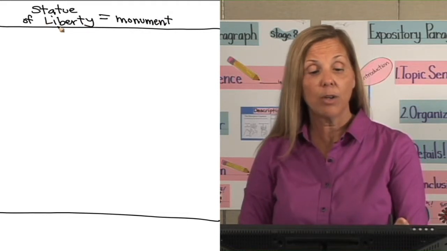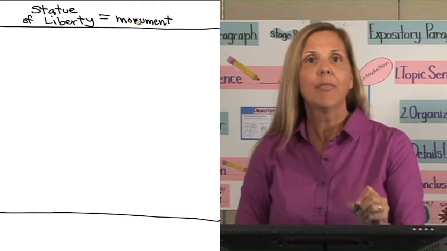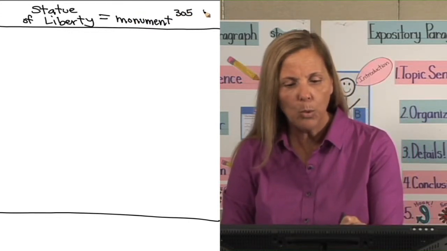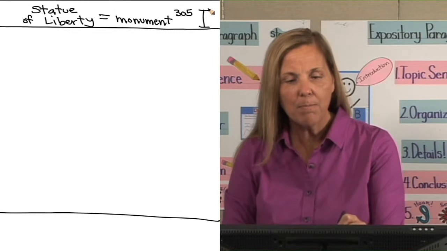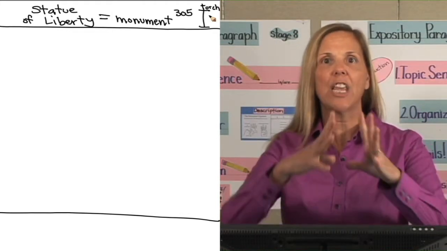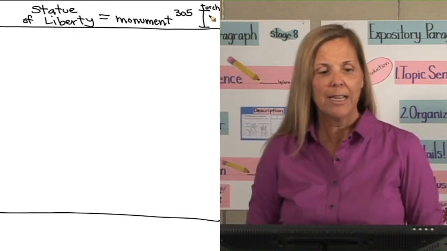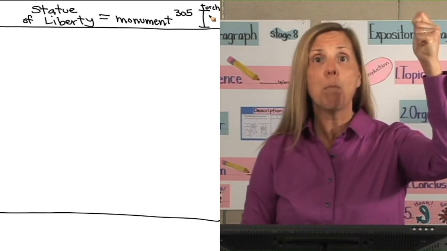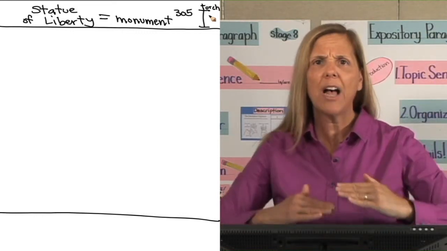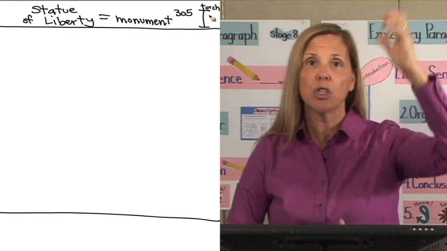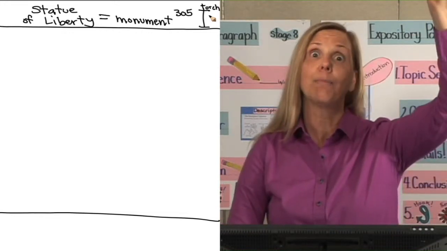So we could say the Statue of Liberty is a monument that stands 305 feet. Ooh, let's do that. From bottom to, and then let's write torch up here. Excellent. That's a great big picture so they can see this is a huge statue. Let's go back and let's read our definition. The Statue of Liberty is a monument that stands 305 feet from its bottom to the top of its torch, from its base to the top of its torch.